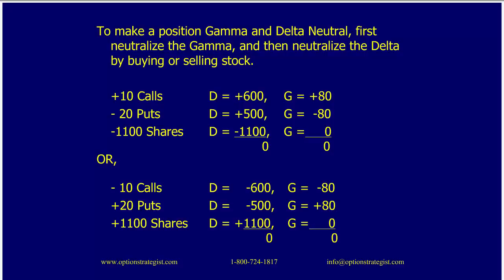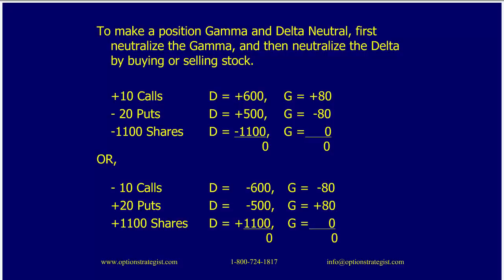So if all I did was buy the 10 calls and sell the 20 puts, I would be long 1,100 shares, 1,100 deltas, right? ESP, equivalent stock position, 600 and 500. So what I do is I sell 1,100 shares. Now I have a position that is both gamma neutral and delta neutral. This will act as 0 shares of stock, and so it won't change its value as the stock price goes up or the stock price goes down.